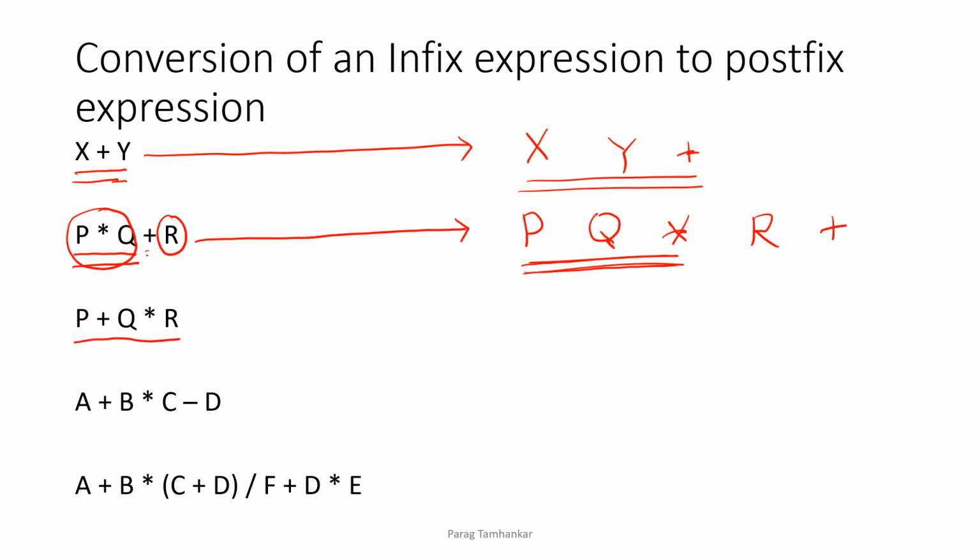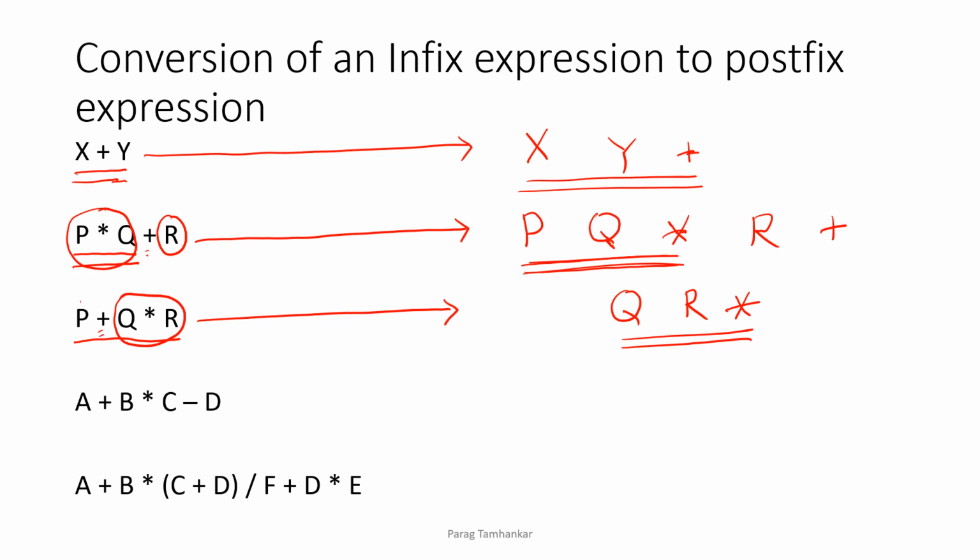In the third example, we see that again we have two operators, addition and multiplication, and multiplication has higher priority over addition. So first we are going to evaluate Q into R, that is, we are going to represent Q into R in postfix form. How are we going to do that? We write Q, the first operand, then the second operand, and then the operator. Now this is the postfix equivalent, QR star, for Q into R, and then we are going to perform addition.